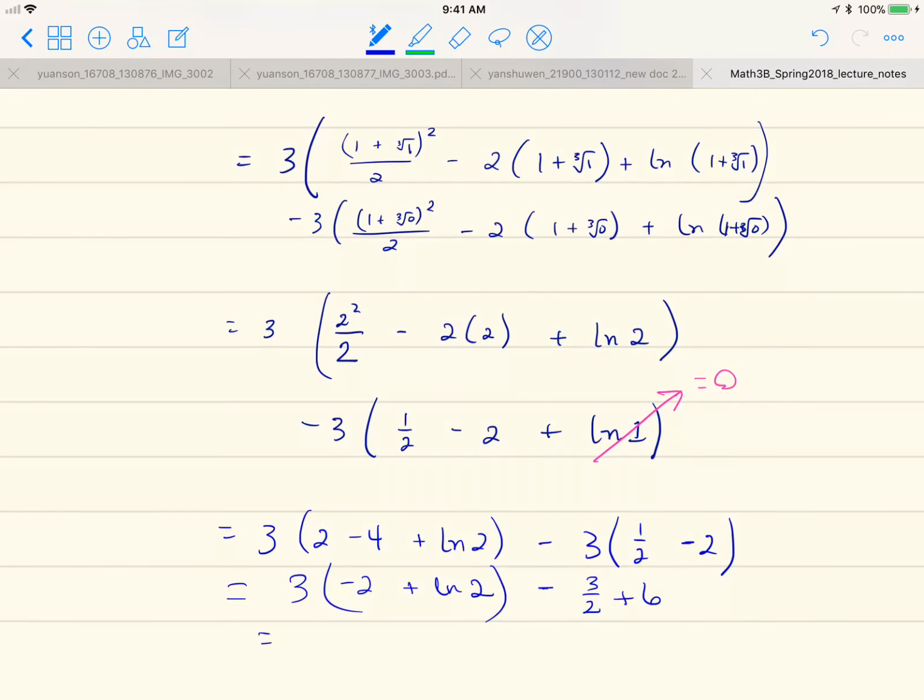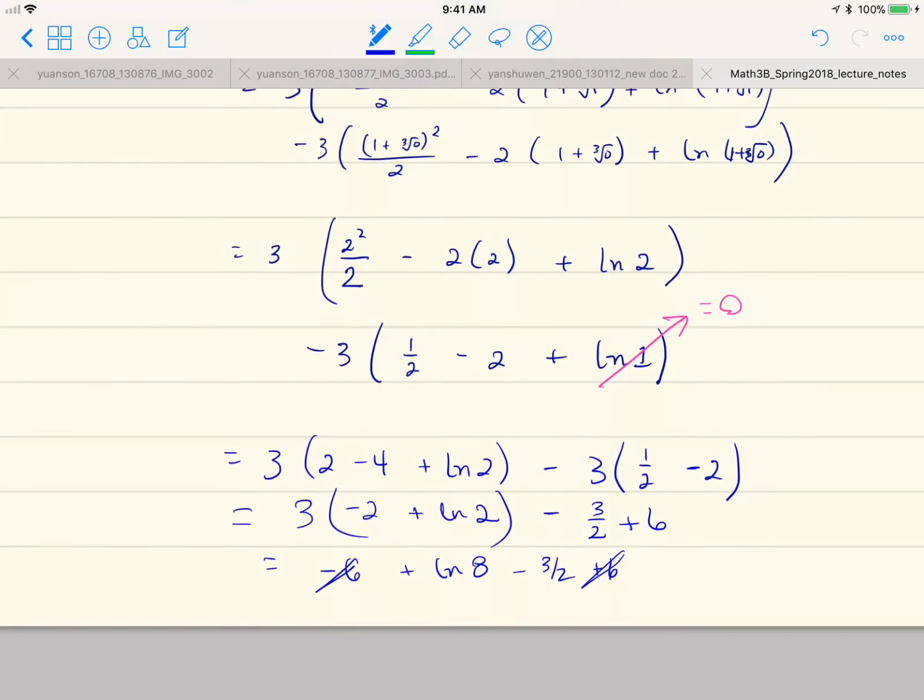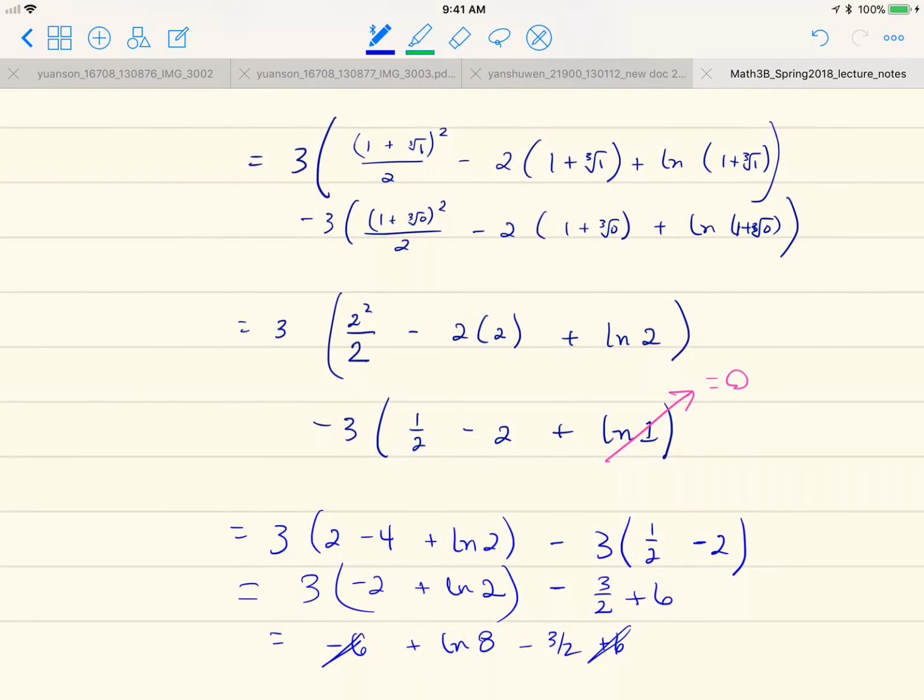So we'll have minus 6 plus natural log of 8 minus 3/2 plus 6. The plus 6 and the minus 6 cancel out. And we'll have natural log of 8 minus 3/2. That's our final answer. How did I get that natural log of 8? What happened there? Was that magic? Was it voodoo? No, it was not.